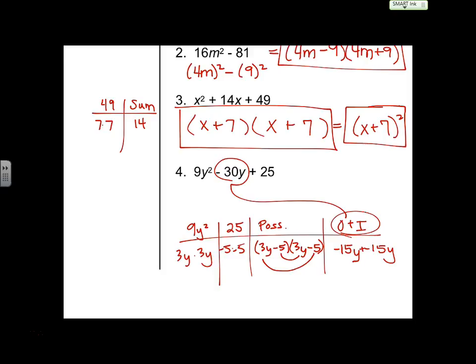No, no. We got it. You say times or plus? Negative 15y plus negative 15y would be negative 30y.